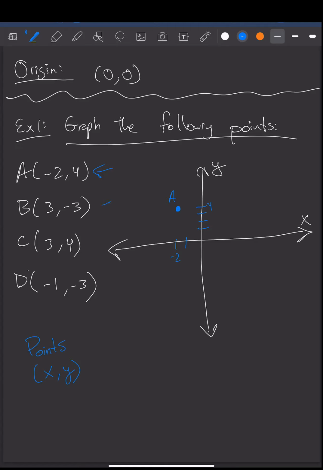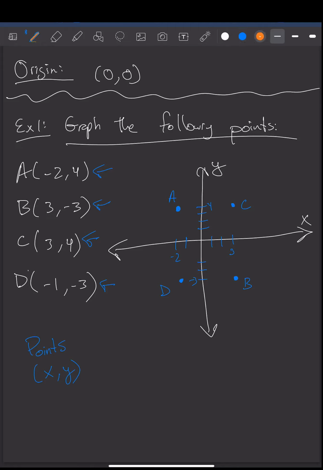And then we have the second point, point B, (3, -3). We would go 3 to the right since it's positive, and 3 to the bottom since we are dealing with negative coordinates. So this would be your point B. Then point C, you're going 3 to the right and then 4 up. So we're going in this quadrant, which is point C. And then point D would go -1 to the left and -3 to the bottom, which would put it in our third quadrant, actually.